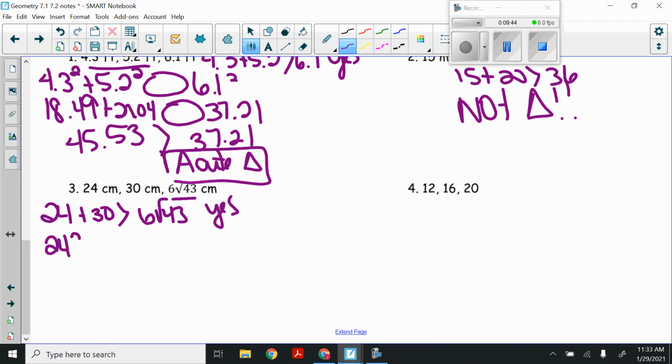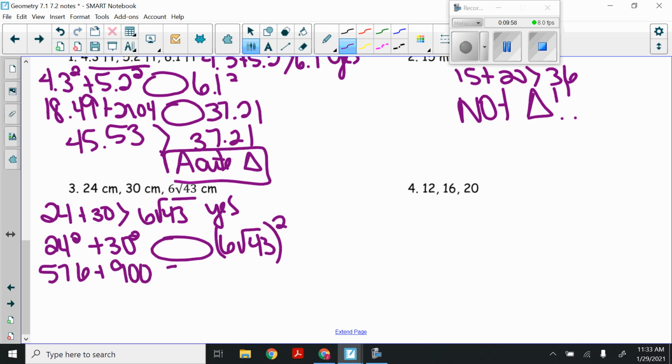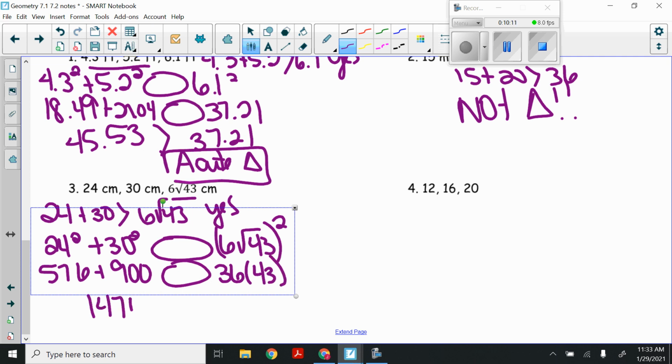So now, again, we do 24 squared plus 30 squared, and we want to know how that is related to 6 square roots of 43 squared. 24 squared gets us 576. 30 squared, 900. Again, this is why we reviewed all of those radicals for so long, because here I have to square both of them. 6 squared is 36. The square root of 43 squared is just 43. 576 plus 900 is 1476. 36 times 43 is 1548. Which one of these is bigger? 1548 is bigger. That was my long side. Therefore, this is an obtuse triangle.